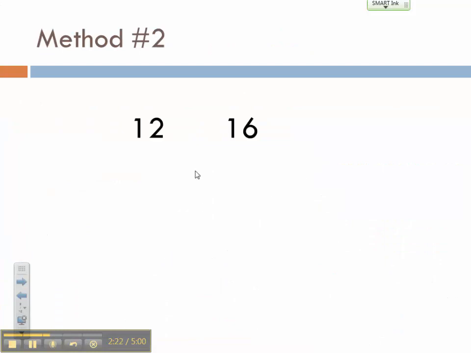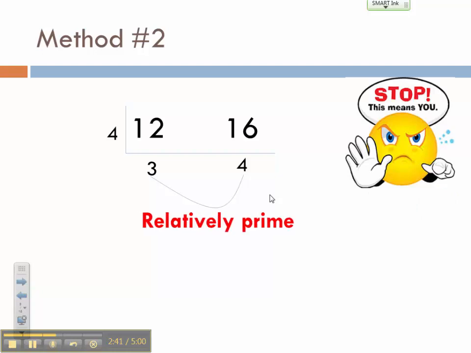All right, here's your second method on how to do that. Most of you like this way better. Here's your upside down bridge. I'm saying 4 goes into both. 4 goes into 12, 3. 4 goes into 16, 4. 3 and 4 are relatively prime, meaning the only thing that goes into both numbers is 1. Relatively prime tells us that we can stop.